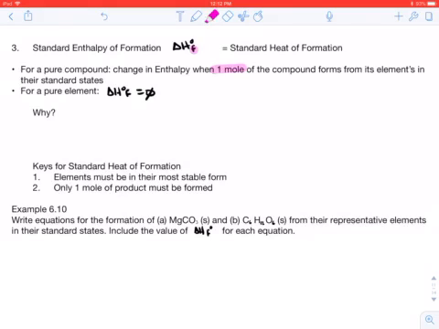So we're talking about 1 mole of a compound forming from its elements in their standard state. That's going to tell us how much heat it took to, let's say, make carbon dioxide from carbon and oxygen in their standard states. And the reason that is useful is if we look at a pure element, such as carbon or oxygen in their natural states, so carbon as graphite and oxygen as gas in the air, or as O2, delta H of formation is 0.